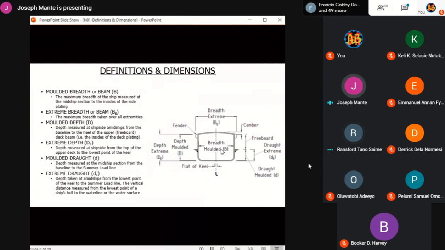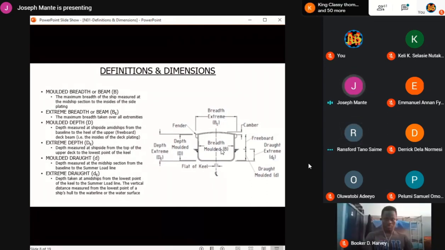So you are saying that the depth is from the baseline. When the vessel is there, you already know the hull. Now you are measuring from the baseline to the uppermost deck. The uppermost depth that you have becomes the molded depth. Then we have the extreme depth, as I said earlier, where you are adding certain things to it. The depth is measured at ship side from the top of the upper deck to the lowest point of the keel. You already know what a keel is because you did it the last time.